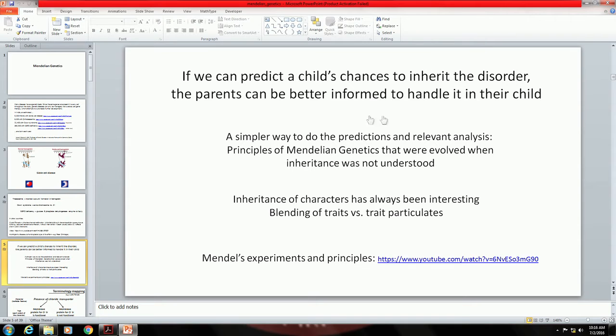For this kind of an aim, the principles of Mendelian genetics, which were developed about a century and a half ago, or more than a century ago, are very convenient to use, and that is the reason why we are looking at Mendelian genetics here. I had pointed this video to you. Please take a look at this video if you have not already done so. Slightly longish, but a very nice video on Mendel's experiments and principles.